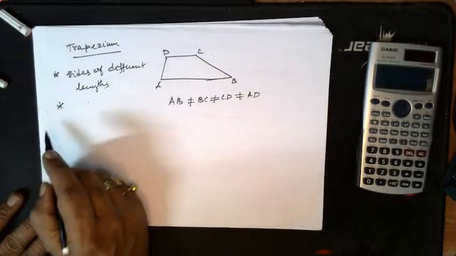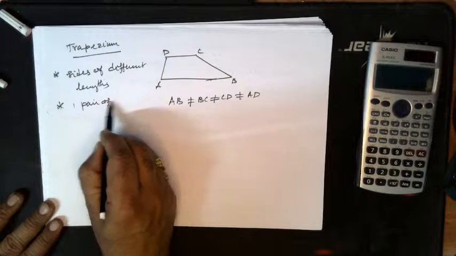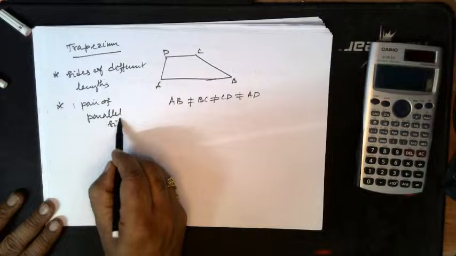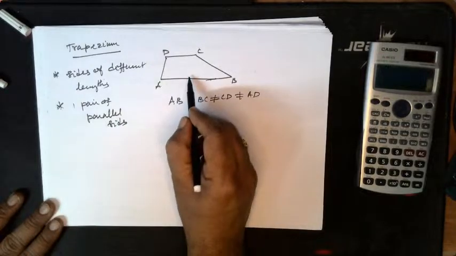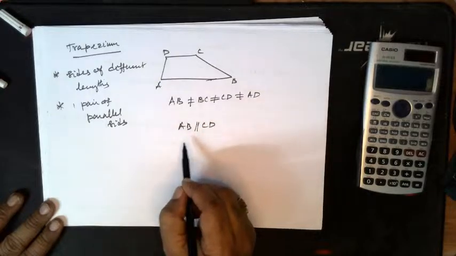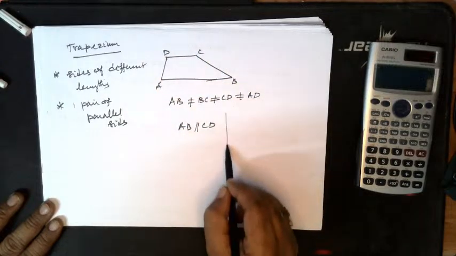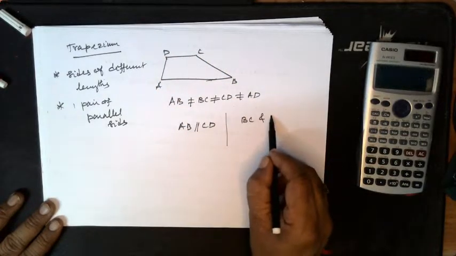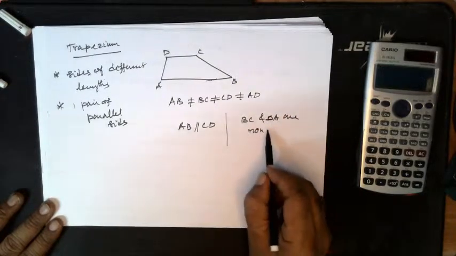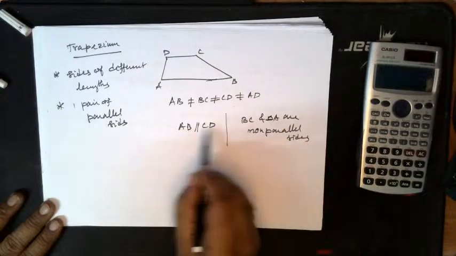But they have one pair of parallel sides. So what are the parallel sides here? AB is parallel to CD. But non-parallel sides are BC and AD. Which are the parallel sides? AB and CD.